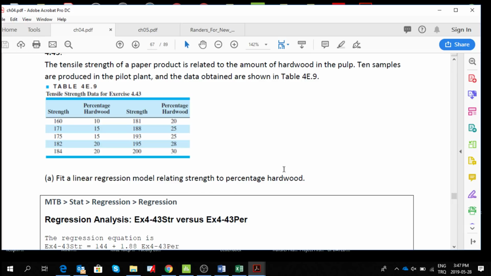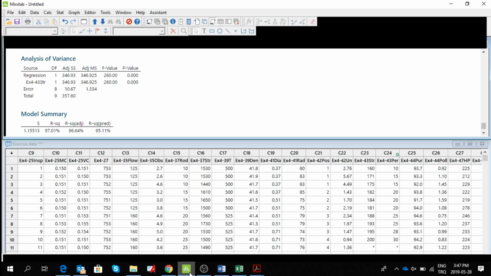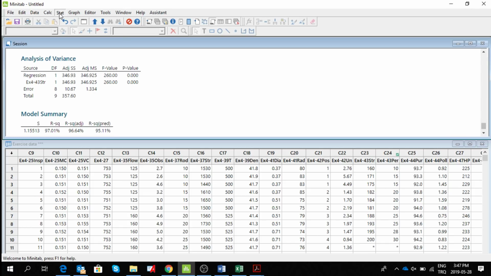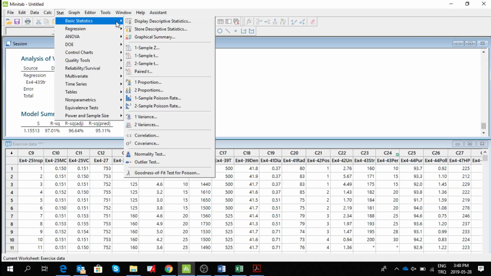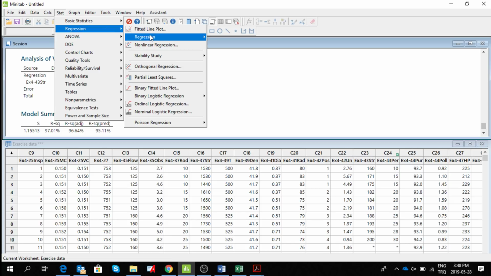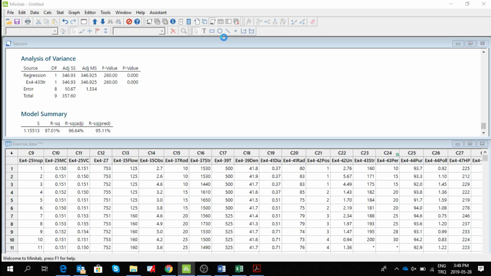So strength depends on the percentage hardwood, so strength is the y variable. Percentage hardwood can be considered as the x variable, and the linear regression model will look like y is equal to beta 1 head x plus beta 0 head, an approximation. So we are going to do this in regression. We are going to go to Statistics, Regression, and then Regression again, with Fit Regression Model.